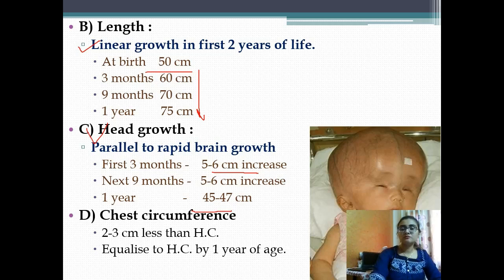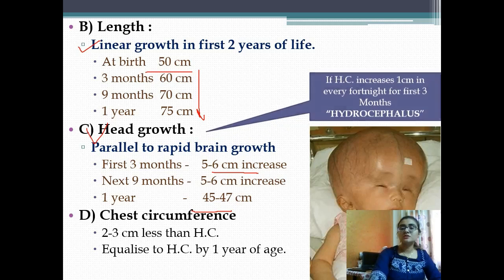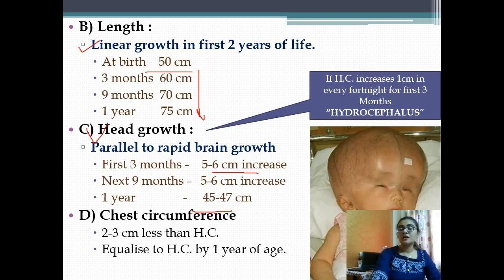But sometimes there is a drastic increase in the circumference of the head. If there is an increase of 1 centimeter every fortnight for the first 3 months, then it is termed hydrocephalus. This is a picture of a baby showing hydrocephalus, with a change in head size. Chest circumference is 2 to 3 centimeters less than head circumference, and they equalize around 1 year. Otherwise, head circumference is always more than chest circumference.